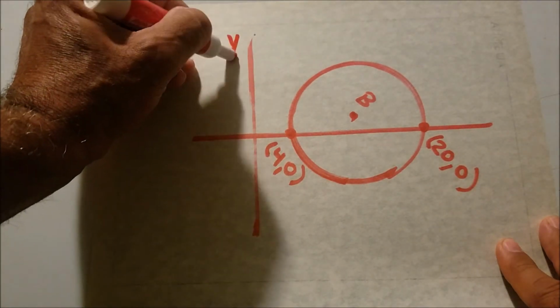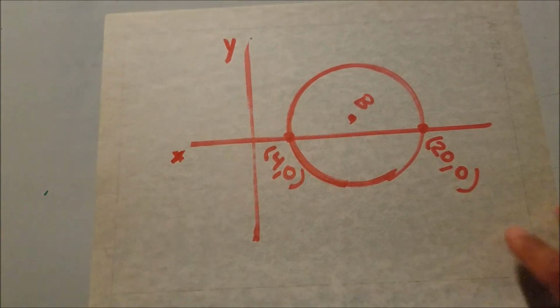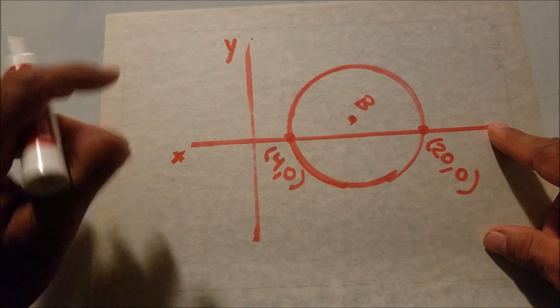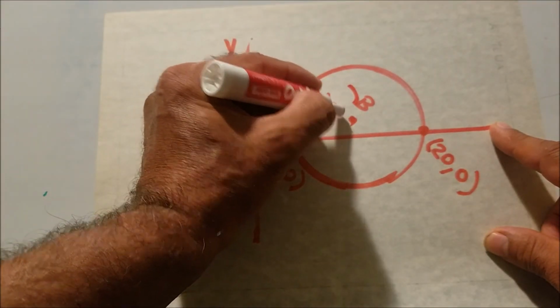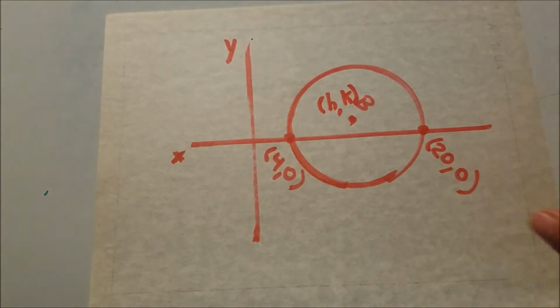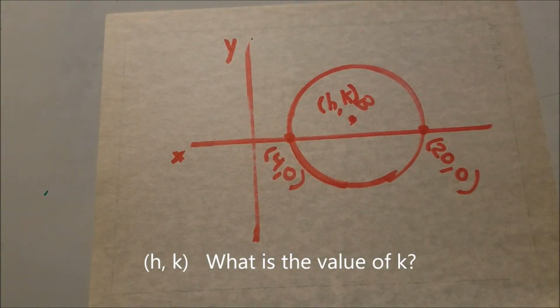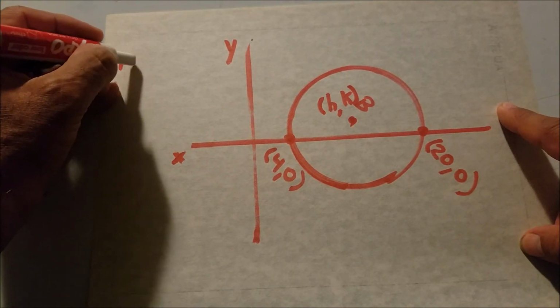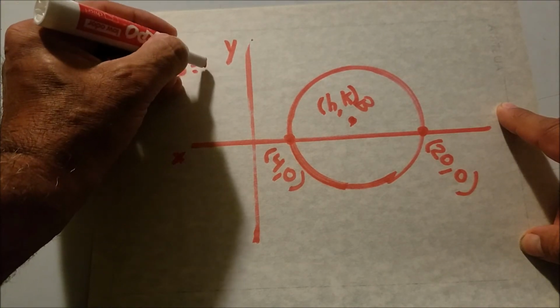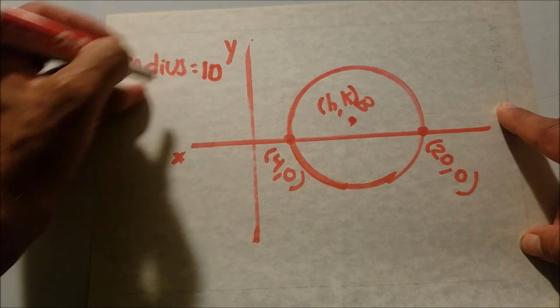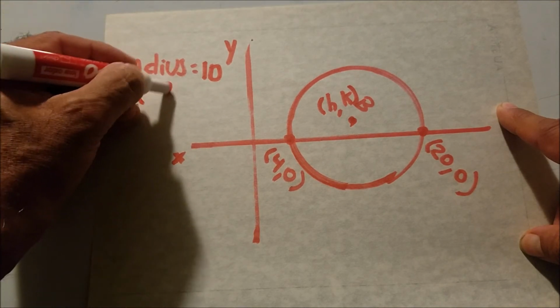Again, that's the y-axis, and here's the x. Now the question for b, let's say that the coordinates for b are h and then k. And one of the questions would be, what's the value of k? So we can do the midpoint formula here. And let's say they gave you the radius. They said the radius was, let's say, 10, right? The radius is 10. What's k?